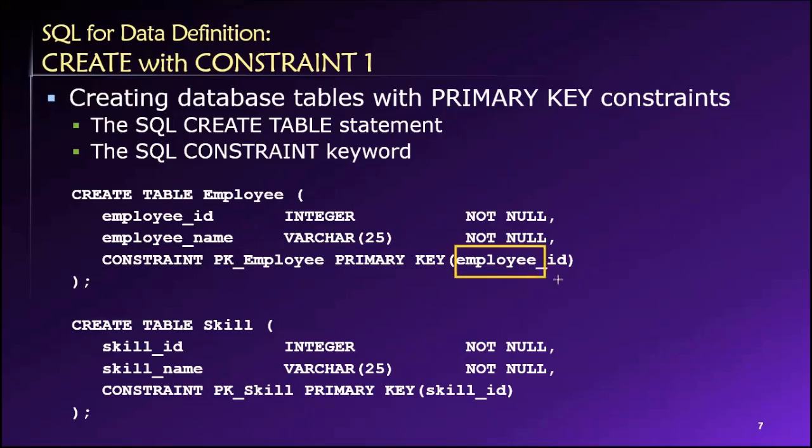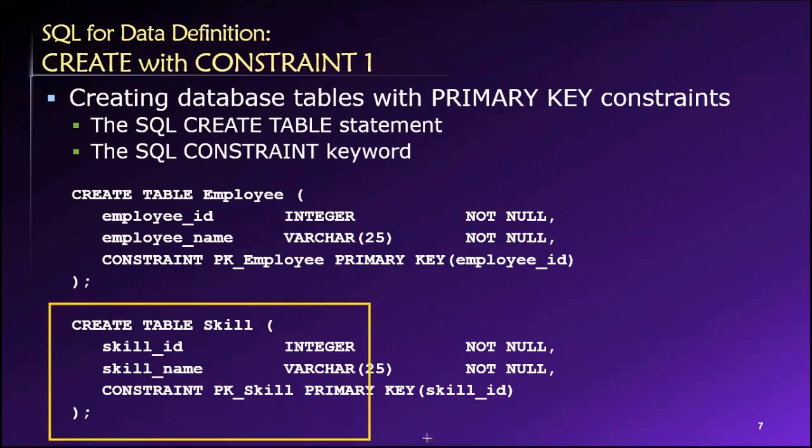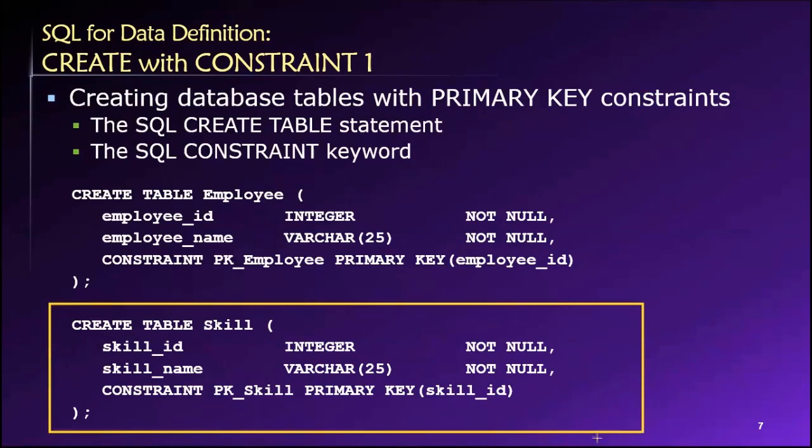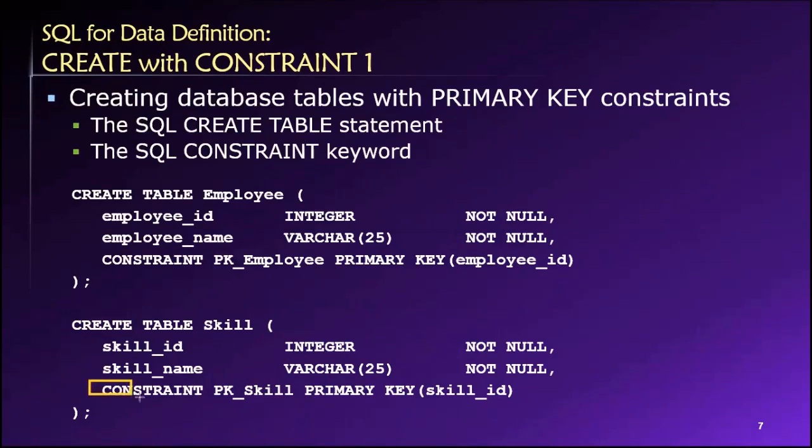And then inside parentheses, we specify the column or columns that we want to serve as the primary key for this table. So in this case, we're telling the database, hey there, database, I want you to create this employee table that will have an employee ID and an employee name column, and I want you to use employee ID as the primary key. Here we see another example, very similar, skill ID, skill name. And again, it's just about learning the pattern. So the keyword constraint, the name of the constraint, the type of the constraint, in this case primary key, and the properties for that constraint.